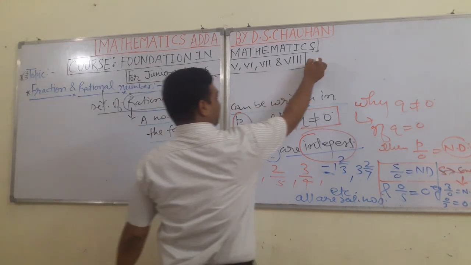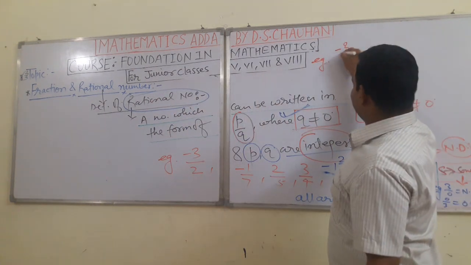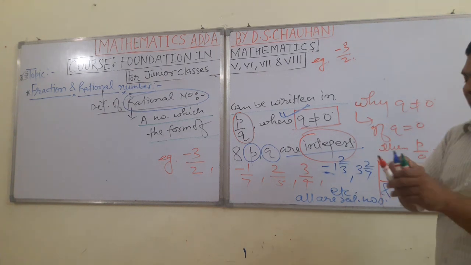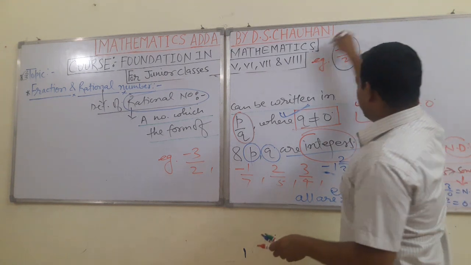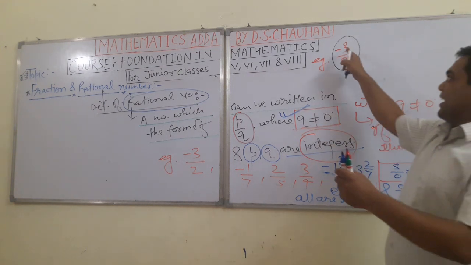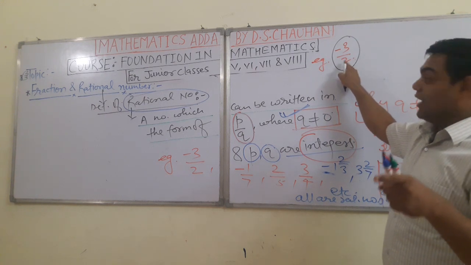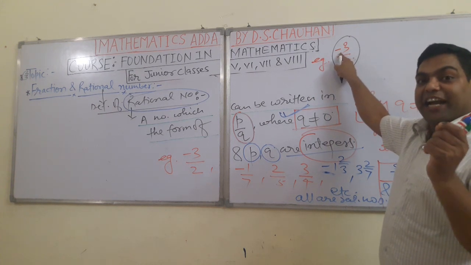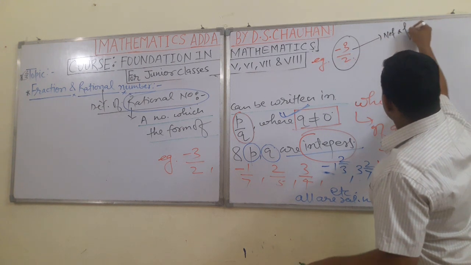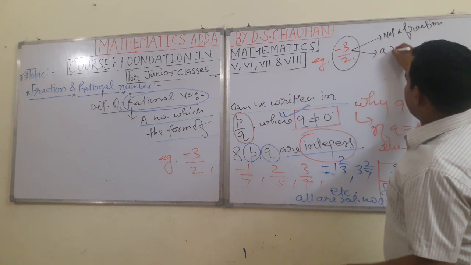See, for the first one, minus 3 by 2. Suppose one may ask, is this a fraction? First of all, this is not a fraction, because to be a fraction, a and b must be positive integers and b is not equal to 1. Here minus 3 is a negative integer, so it is not a fraction. But this is a rational number.